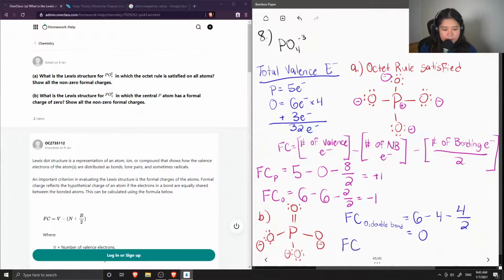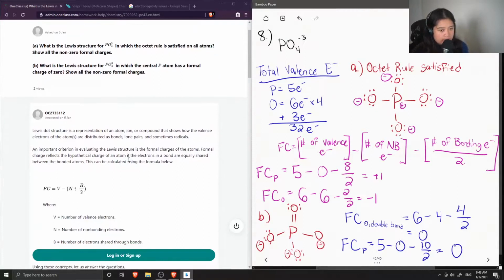And now let's double check to see the new formal charge of our phosphorus. It still has 5 valence electrons, 0 non-bonding electrons. And now if we count out all of the bonds, we have 1, 2, 3, 4, 5. So we have 10 bonding electrons divided by 2. And this gives a formal charge of 0 on our phosphorus. So that is correct as well.